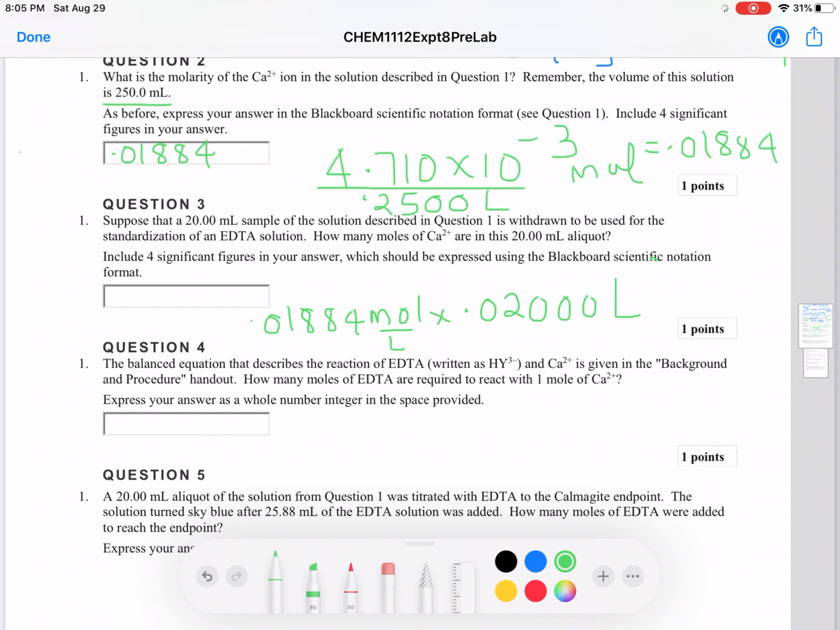So your 20.00 milliliters right here has 4 significant figures. The zeros at the end are significant because they follow a whole number. So there are 4 sig figs. I convert it to liters by dividing by 1000, so I also have to keep the number of significant figures. So there are 4 significant figures right there. Liters and liters get cancelled. So when you multiply these two, you find the number of moles.